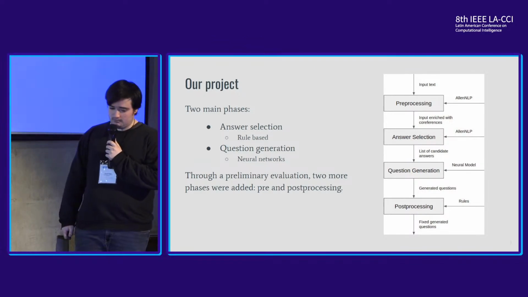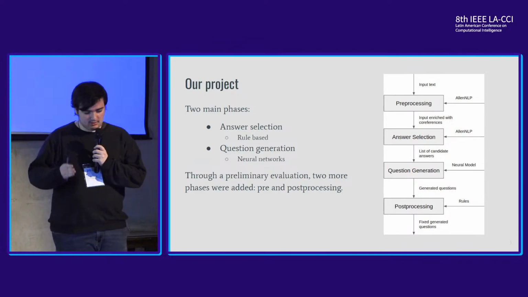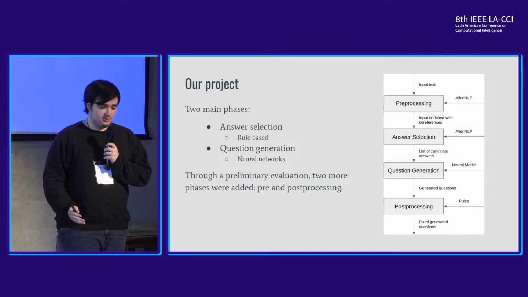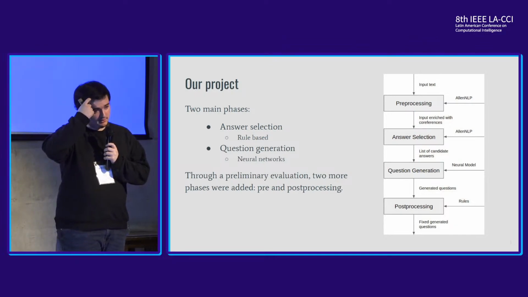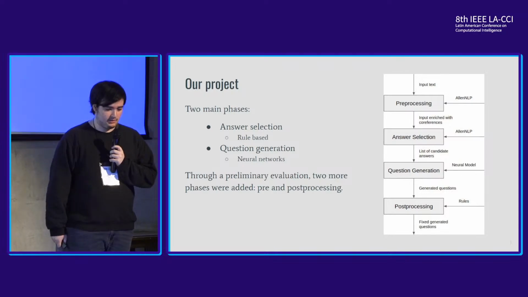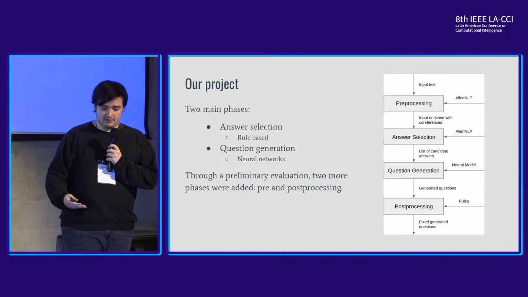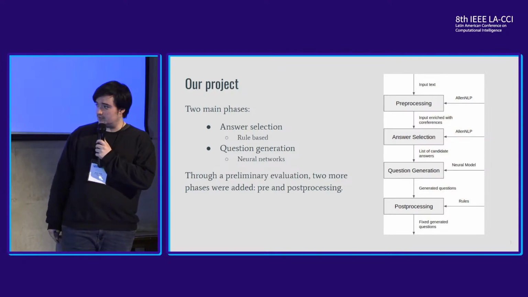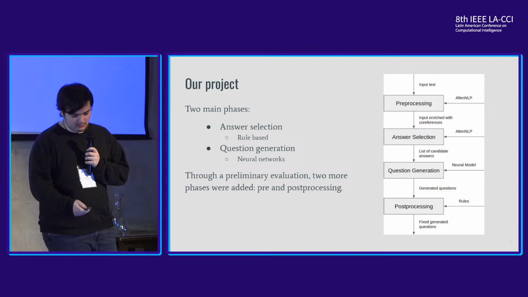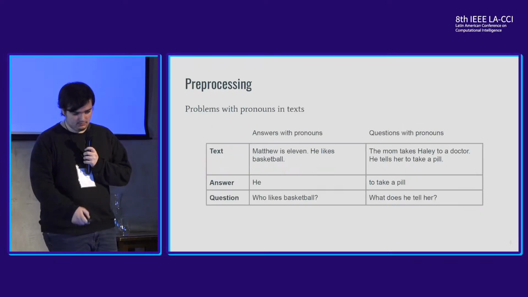Then, as you can see in the image, there's a pipeline where there are 4 phases. The other 2 phases are a pre-processing and post-processing phase that we added after observing some errors and some things that we thought could be fixed by adding a stage before and after the two main phases. I will be expanding on it now.